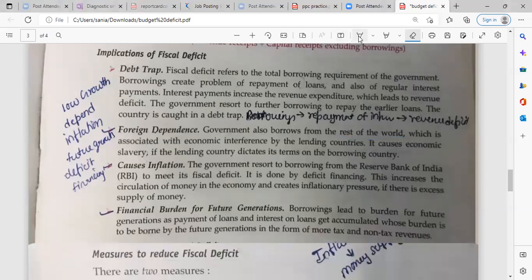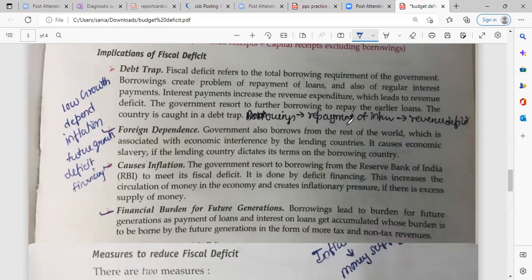Okay. So basically our next point is cause inflation. Everybody knows what is inflation, rising in price. So what happens? See, I am in problem. I am the government. So basically what will happen? I will try to increase the price. Why? Because I need money. Only you people are the source that I can take money. So what happened? The government resort to borrowing from RBI.